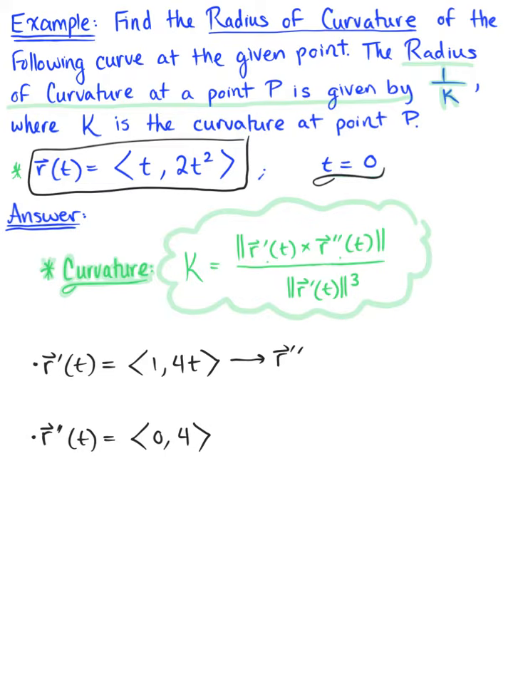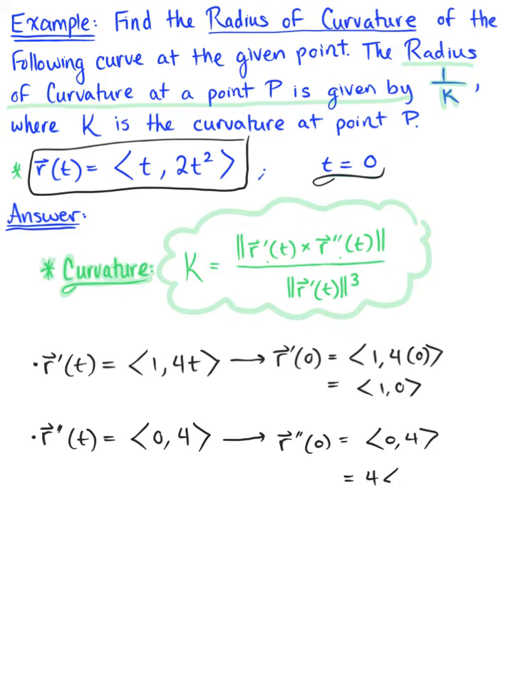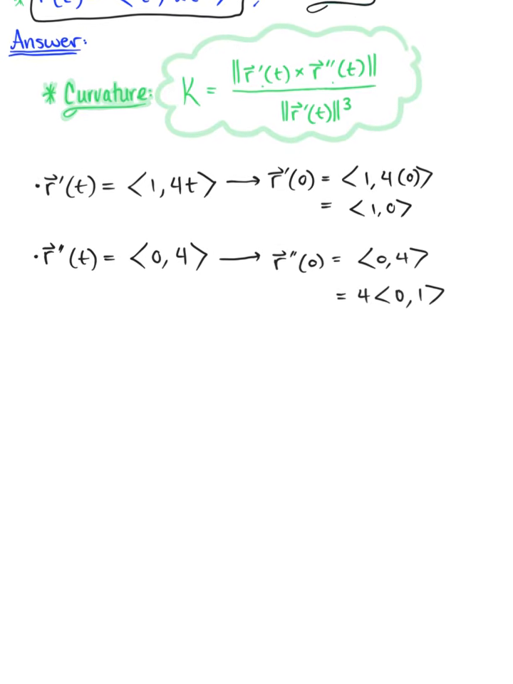Our tangent vector when t is 0 leaves us with 1, 4 times 0. So we are left with the vector with components 1, 0, a unit vector. And when we evaluate the acceleration vector at 0, we're still left with the vector with components 0, 4. We could, if we want, pull out a scalar multiple of 4. So that's 4 times the vector with components 0, 1. Using these, let's go ahead and find the cross product of these two vectors.